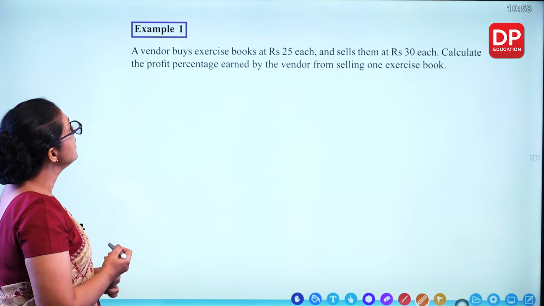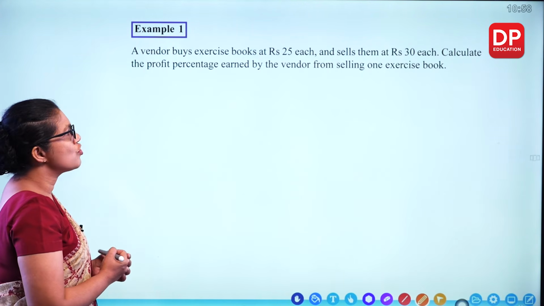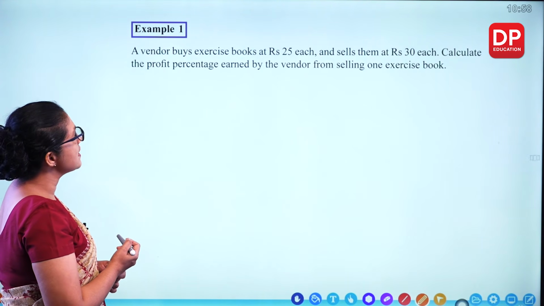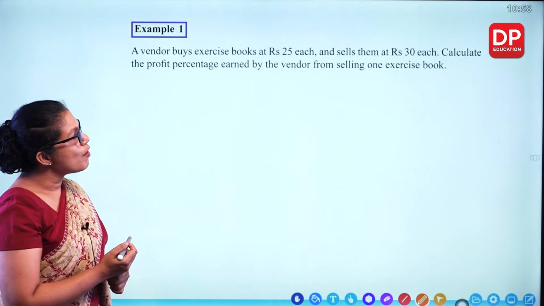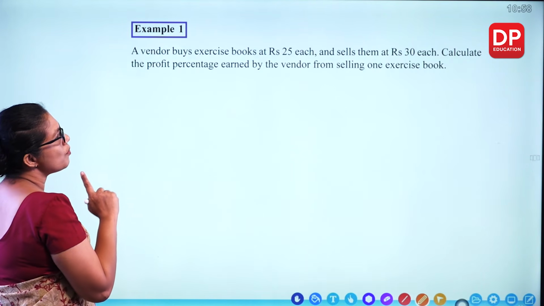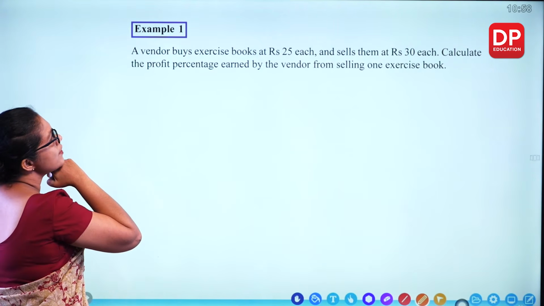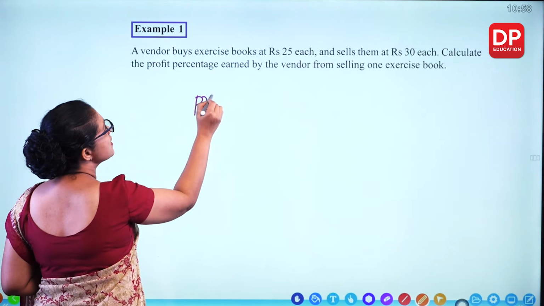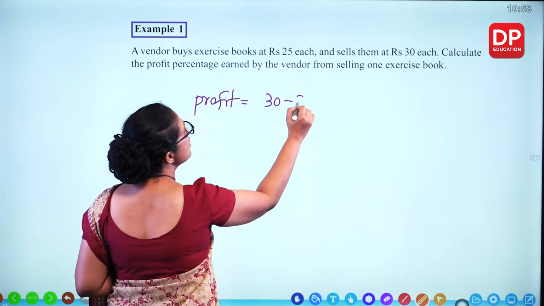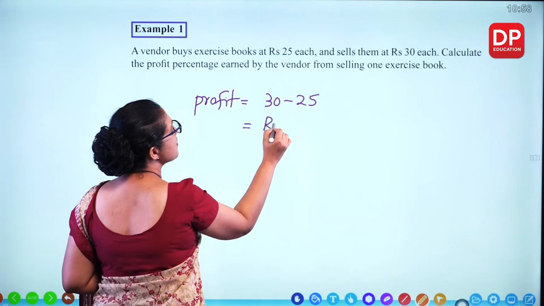Example number 1. A vendor buys exercise books at 25 each and sells them at 30 each. Calculate the profit percentage earned by the vendor from selling one exercise book. So what's the selling price? 30. What's the buying price? 25. So what's the profit? Profit is the difference between buying price and the selling price. That's 5 rupees.